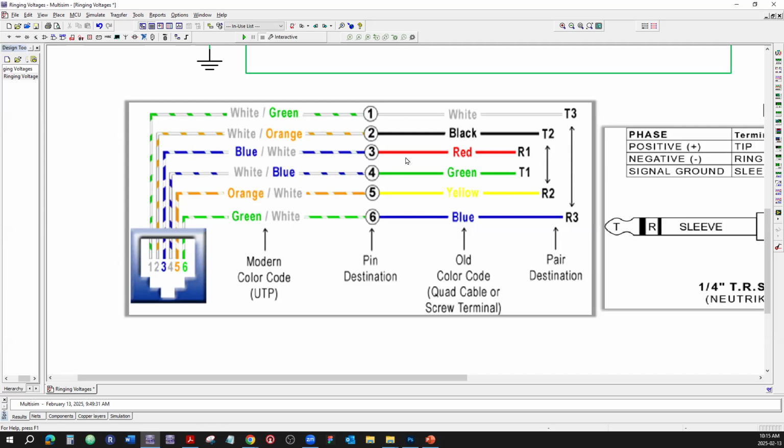So, how do we count the pairs as opposed to counting the pins? If you're looking straight into the jack, the pins would be counted 1, 2, 3, 4, 5, 6, just from left to right. Okay.